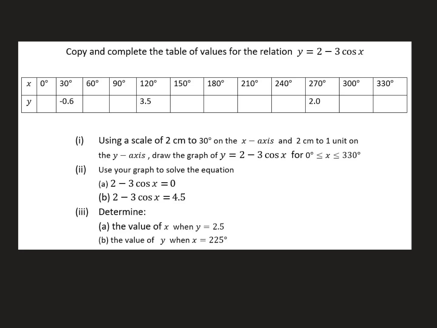Welcome back. In front of us, we have a trigonometric graph problem, and it reads, copy and complete the table of values for the relation y is equal to 2 minus 3 cos x. So what we have to do first is to copy the table and complete it. The values of x are given, so we have to give in the possible values of y.